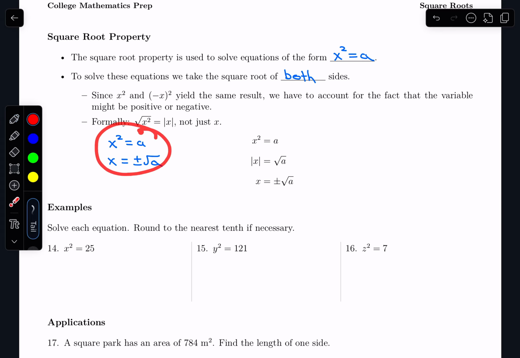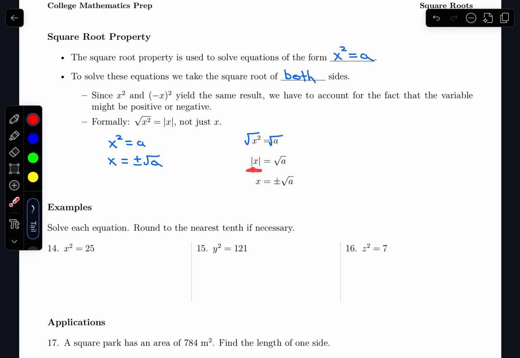This is valid, okay? But most people have not been taught the step in the middle that x squared, when we square root both sides here, the square root of x squared on the left is the absolute value of x. And on the right side, square root of a is just square root of a. Nothing changes there. But it's the fact that the square root of x squared gives us absolute value of x that then tells us to put a plus or minus here.